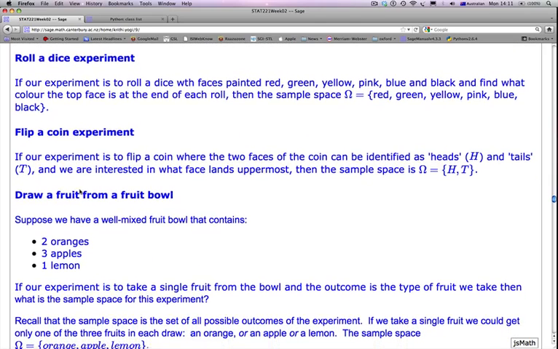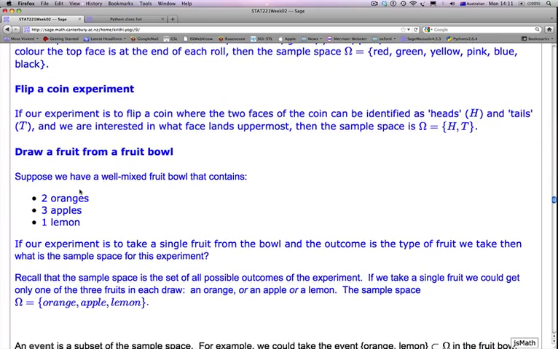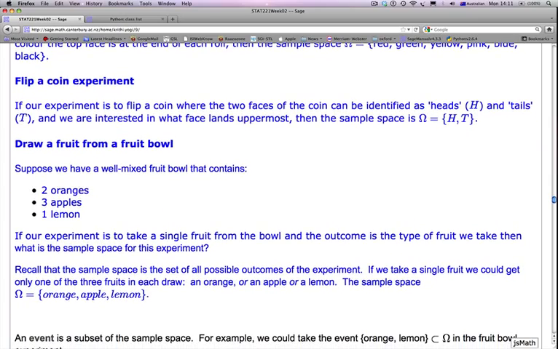Another familiar experiment is flip a coin experiment. If our experiment is to flip a coin, where the two faces of the coin can be identified as heads, or H, and tails, or capital T, then we are interested in what face lands up. Then the sample space here, capital omega, is the set of outcomes H and T.